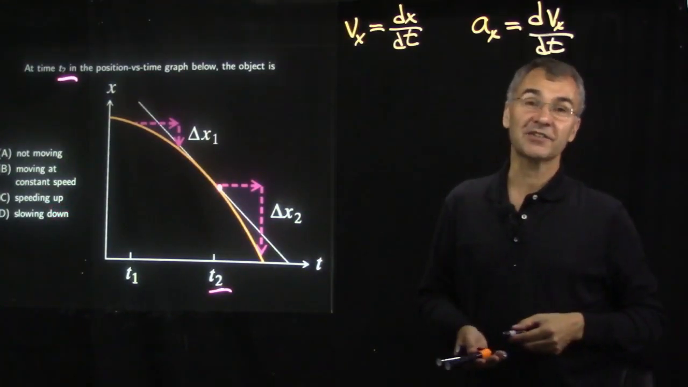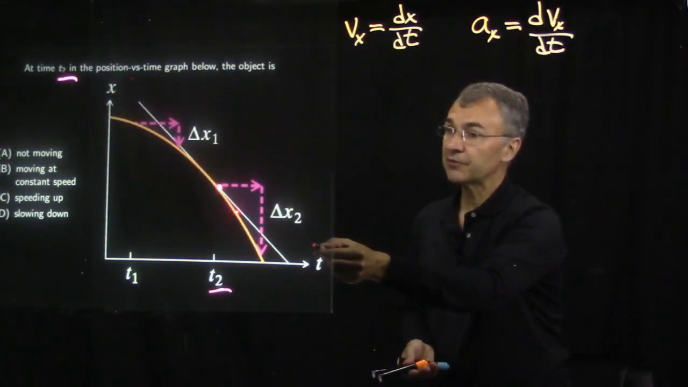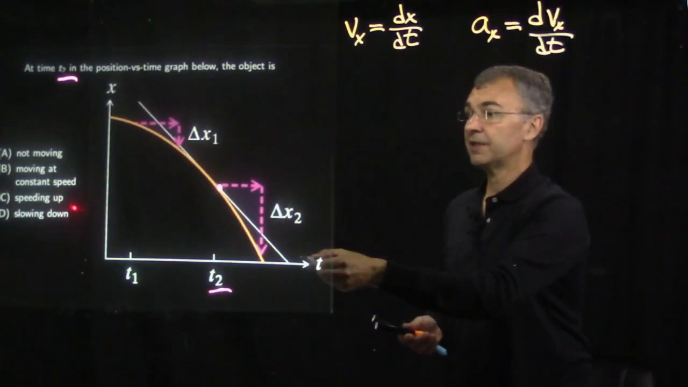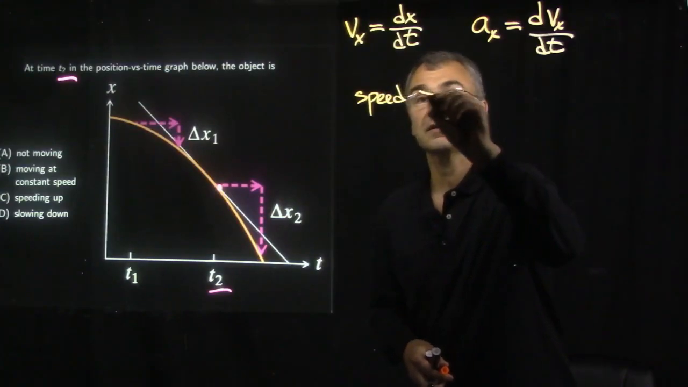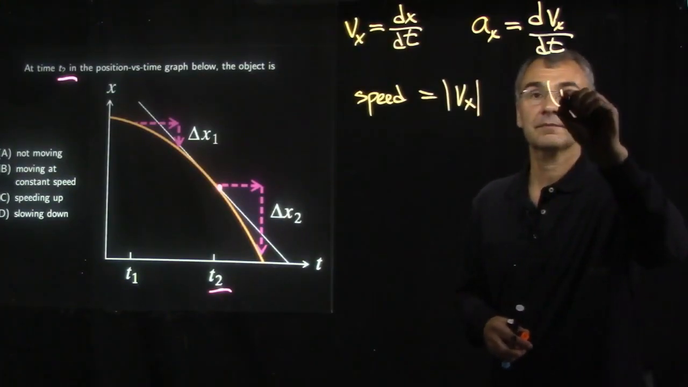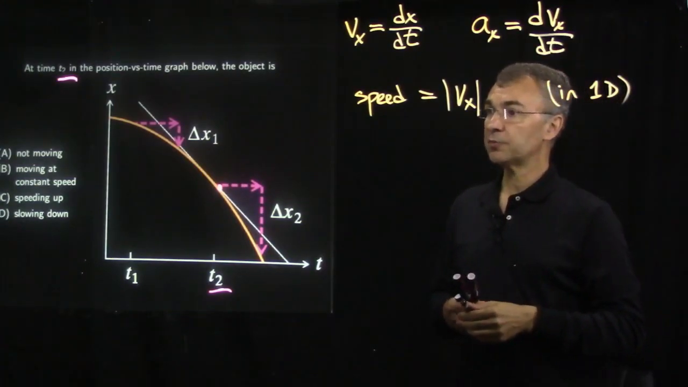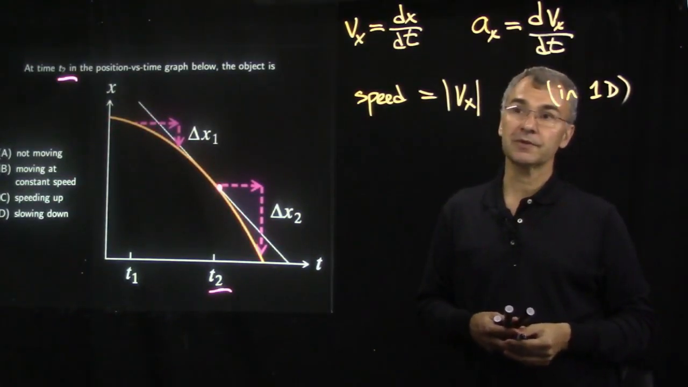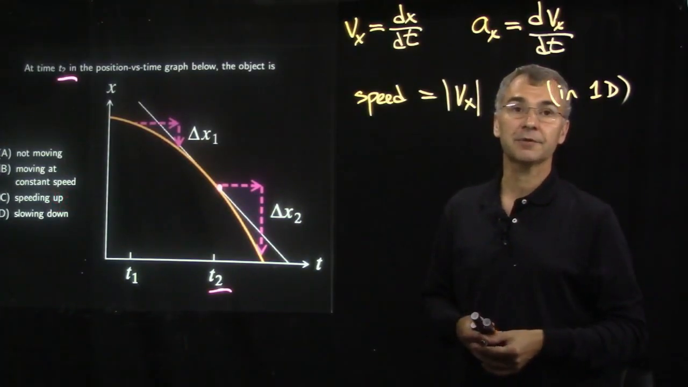Is it slowing down? Let's consider d first. Well, as time increases, it seems as if the magnitude of the slope is getting bigger and bigger. So I actually think it is speeding up. So that's C, Charlie. That's because speed is the absolute value of the x component of velocity in one dimension. And we can see that the slope is becoming more and more negative as time goes on. So the speed is indeed increasing. So I like C, Charlie, it's speeding up.